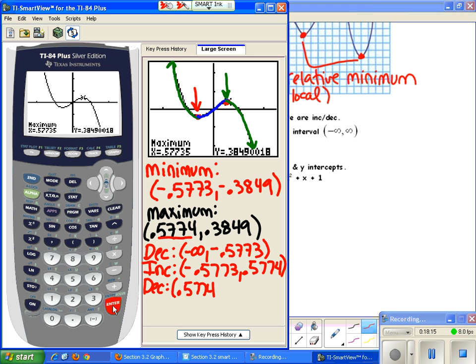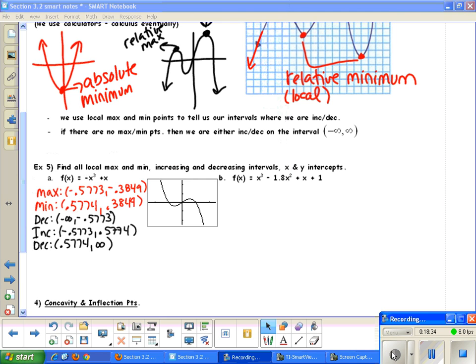0.5774, because that's the x value of the maximum, to infinity. And that would be for my minimum, maximum, and for my intervals where I'm increasing and decreasing. If you want to write the decreasing interval altogether, you can. I prefer to write it like this because that way I don't miss anything on my graph.